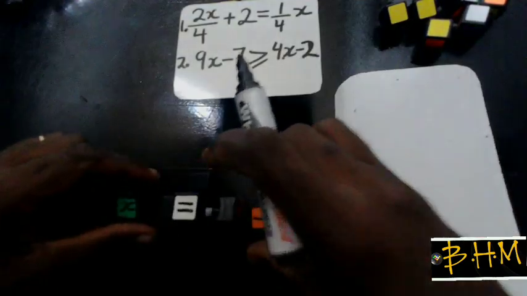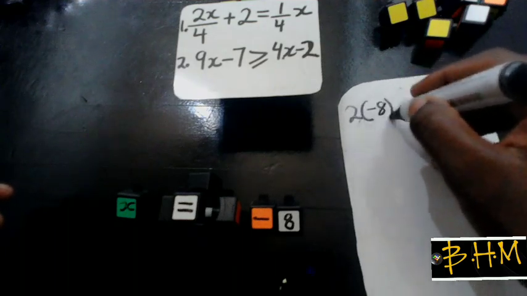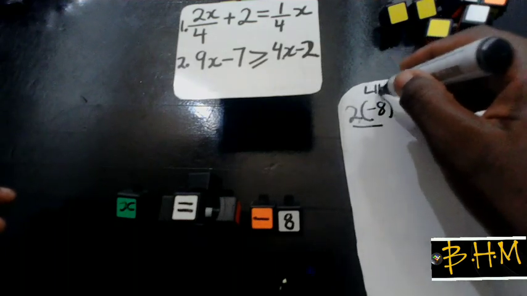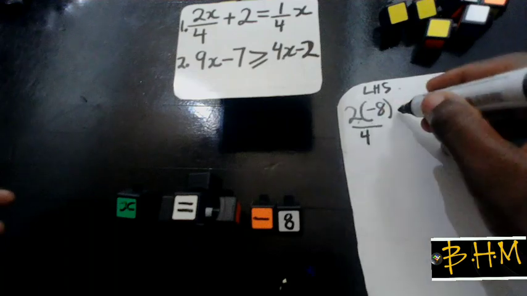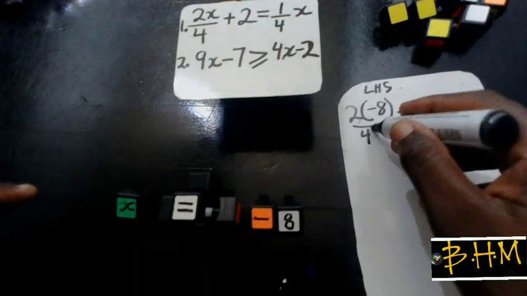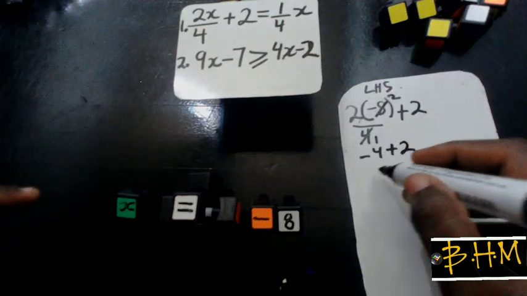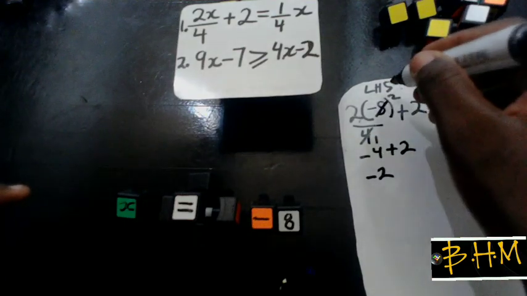So we put this here. So let's shift this here. So my question says that 2 into bracket x. So x is minus 8. We are working the left hand side on 4 plus 2. So the left hand side, as you can see, gives me well, 4 goes here 1, 4 goes here 2. 2 times 2 is 4, so it's minus 4 plus 2, and that will give me negative 2 as the answer on the left hand side.